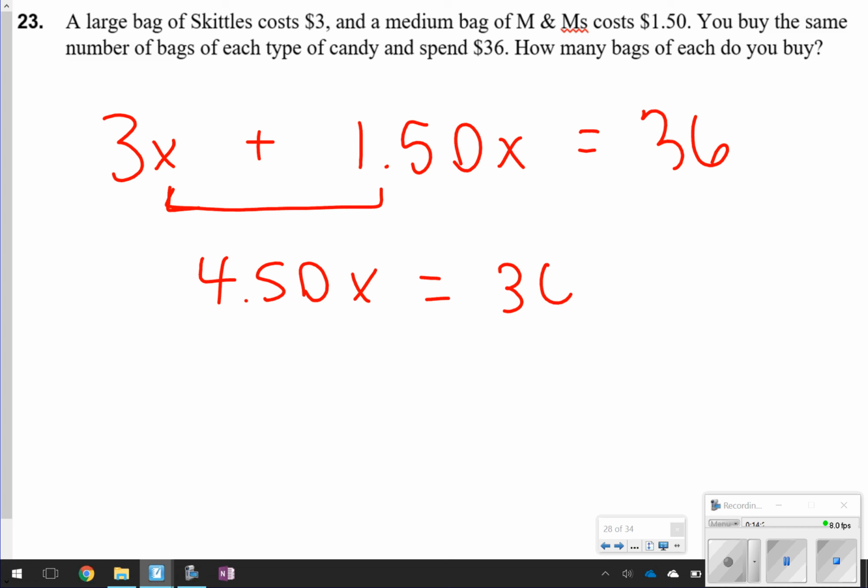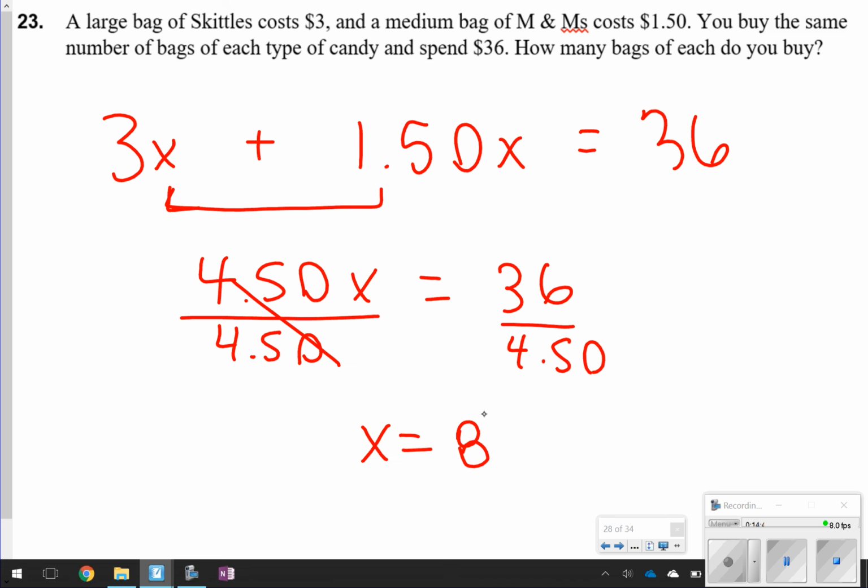So it's basically how many of those combinations can you buy. You're going to divide both sides by 4.50, and 4.50 will go into 36 8 times. So you're going to buy 8 bags of Skittles and 8 bags of M&Ms. Okay, so X is equal to 8 for number 23.